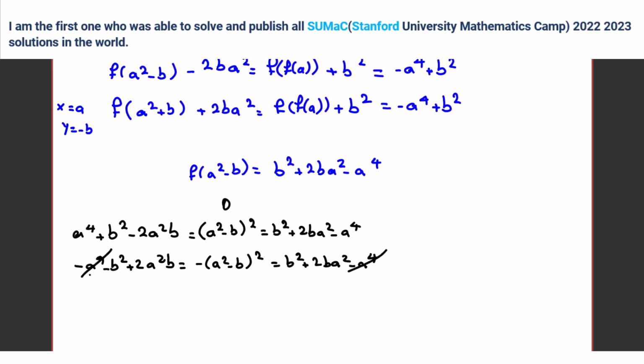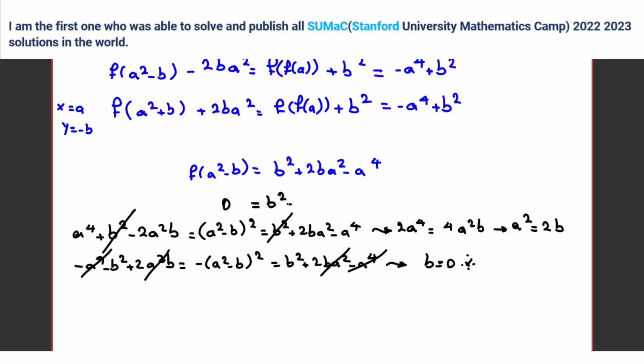Right. So here a to the 4 would be cancelled, and from here we can conclude what? This one also would be cancelled, right? Yeah, so b is 0. And that's a contradiction, right? From here we can conclude what? B squared would be cancelled, and we can take a to the 4 to left hand side, so 2a to the 4 is equal to 4a squared b, right? And then what can we conclude? A squared is equal to 2b. Yes, so or this one is 0, b squared plus 2ba squared minus a to the 4, right?